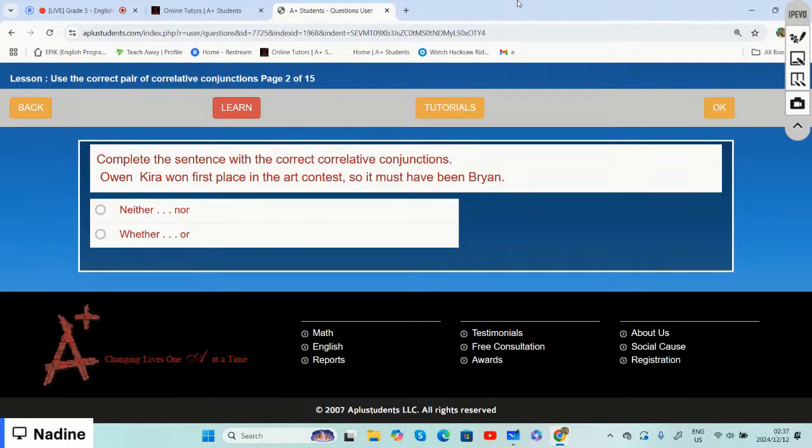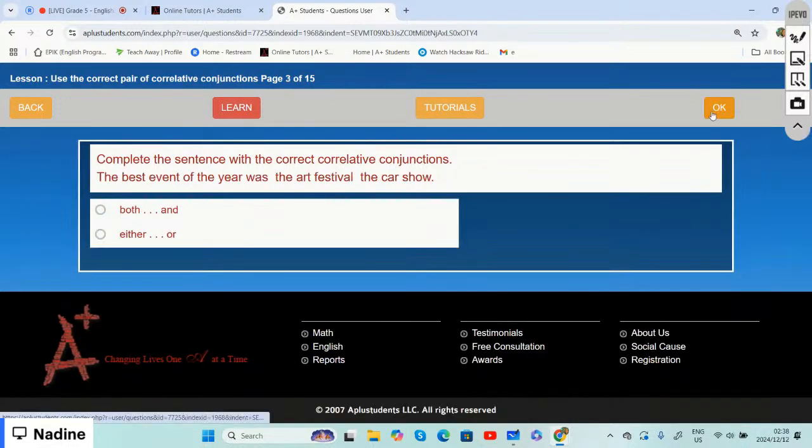All right, so now we need to choose the correlative conjunction. Neither Owen nor Kiara won first place in the art contest, so it must have been Brian. So do we say neither Owen nor Kiara won, or do we say whether Owen or Kiara won? Which one is correct? All right, you already chose one. So we say option one. So it's neither nor. Well done.